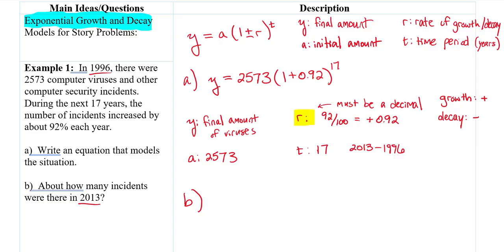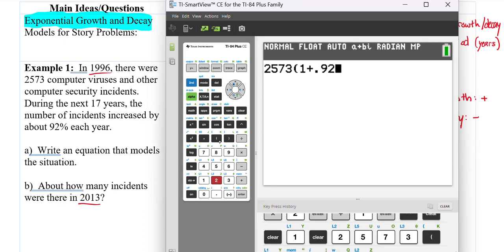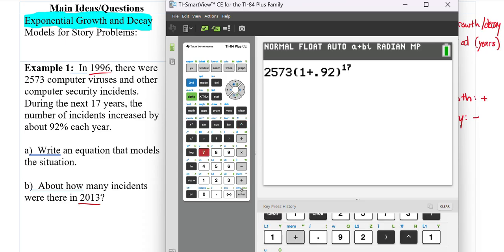So we have 2,573 parenthesis 1 plus 0.92 parenthesis, and then remember to get your exponent, it is that little up arrow button just above the division button. So it's here. I need 17 for the exponent. Now I can press enter. So as you can see, exponential growth occurs very rapidly when we're talking about exponential models.